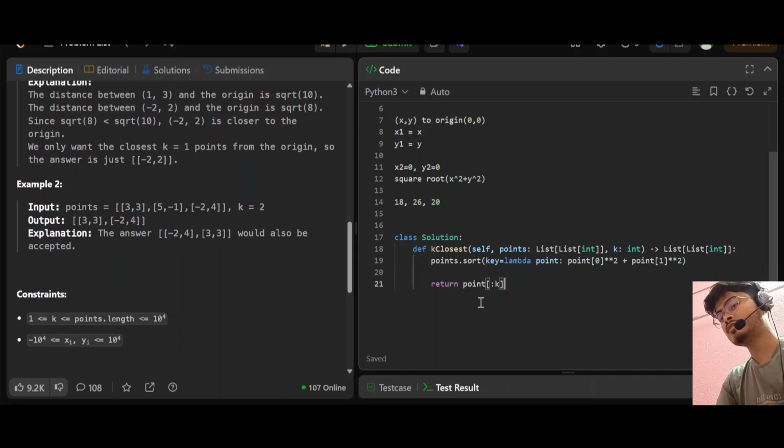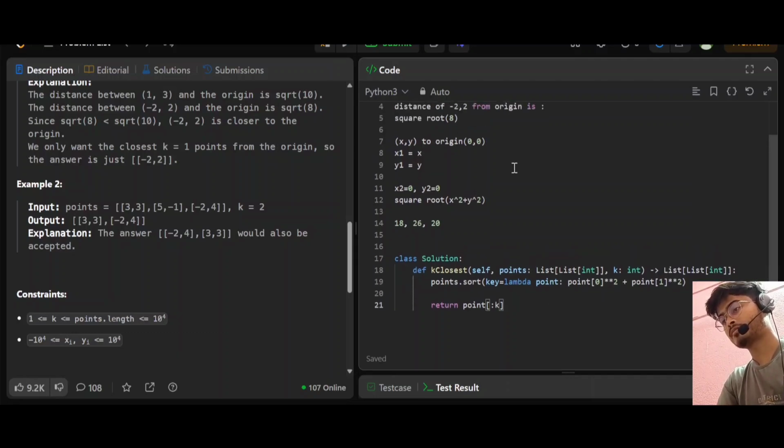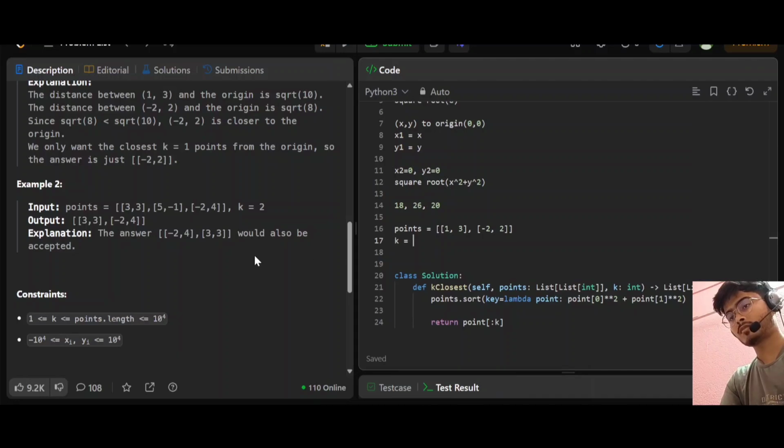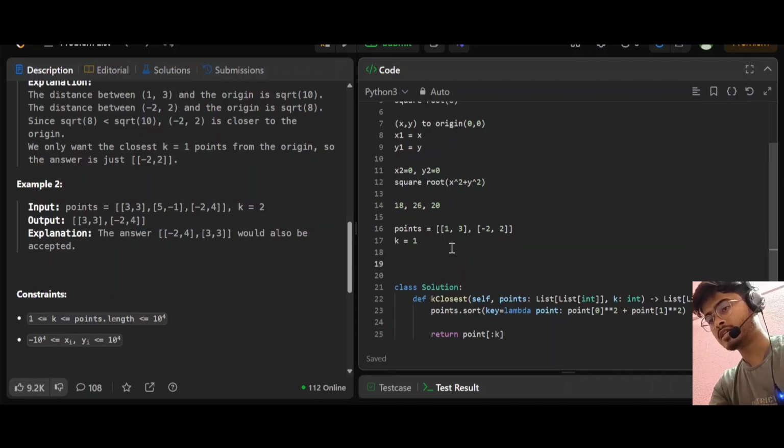Now, let's dry run example 1. Initially, the points are 1, 3 and minus 2, 2. The first point is 1, 3. The square distance is 1 square plus 3 square, that is 1 plus 9, 10. And for the second point, minus 2, 2, the value will be minus 2 square plus 2 square, and it will be 4 plus 4, that is 8.